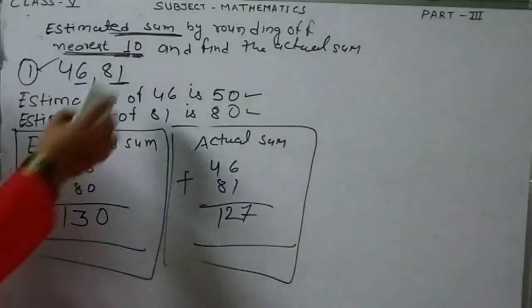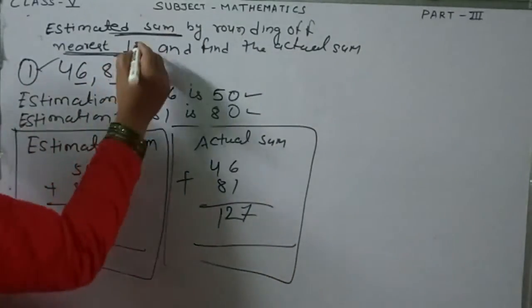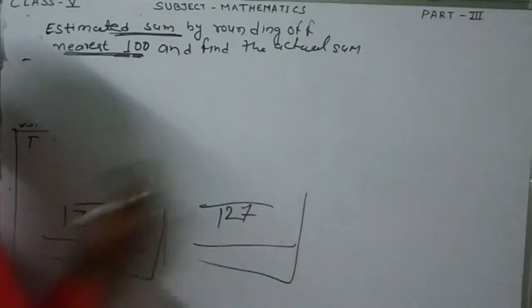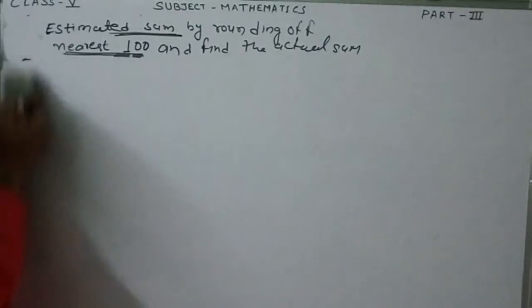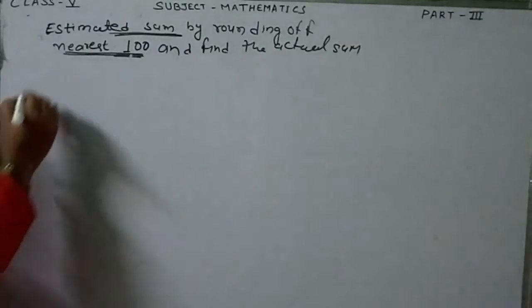Okay, estimate the sum by rounding off. I will put here 0, one more 0, 100. In the next example, we have to find the estimated sum to the nearest 100 and also we have to find the actual sum.